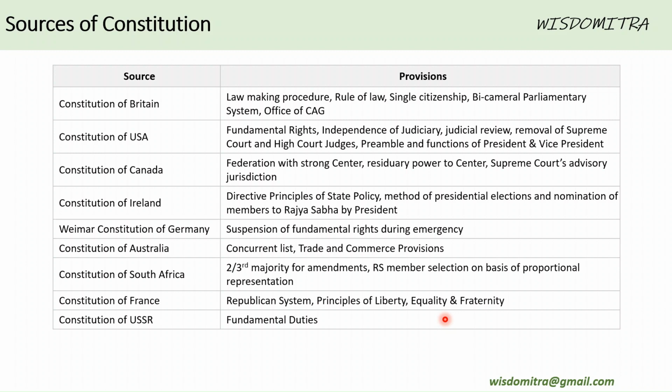From the USSR, fundamental duties have been taken. And I remind you, fundamental duties were not added at the beginning of the Constitution. They were added much later during the 42nd Amendment Act.